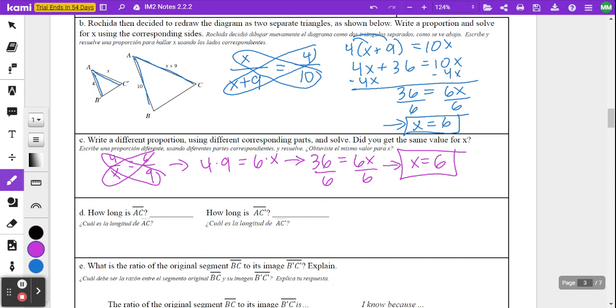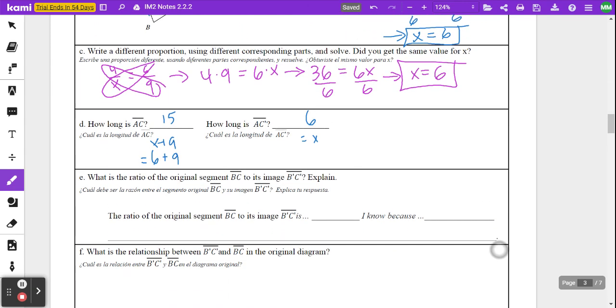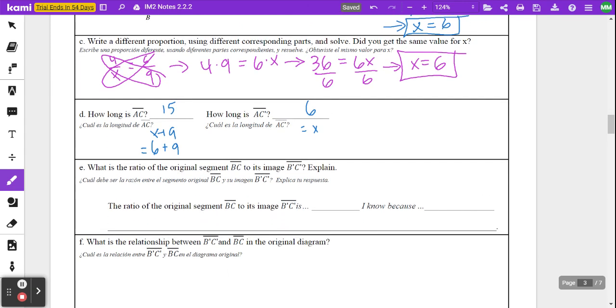Okay, let's take a look at these next questions. How long is side AC? Well, side AC is x plus 9, which is 6 plus 9, and that's 15. How long is side AC prime? Well, that's just x, so that's 6. I promise we're going somewhere with this.